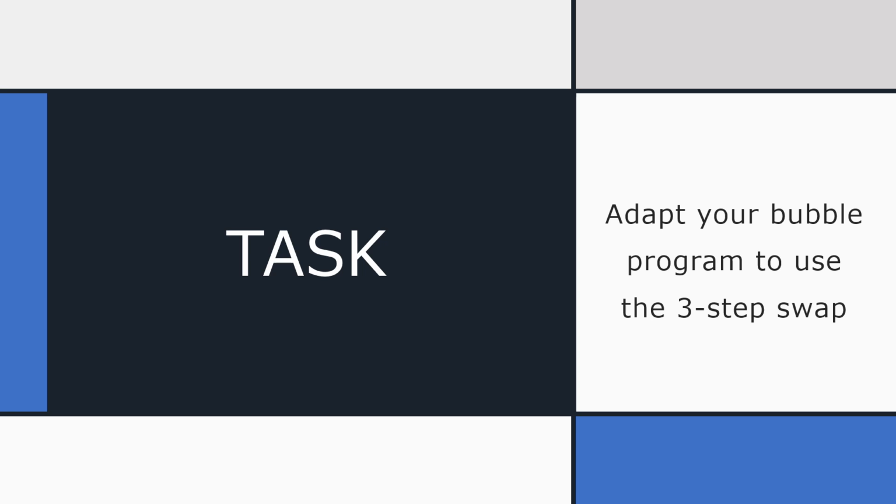So I'm leaving you with the task to take one of your bubble sort programs that you've written and adapt it to remove the tuple substitution and use the 3-step swap instead. Okay, so we'll continue with programming and variations of the bubble sort in the next lesson.